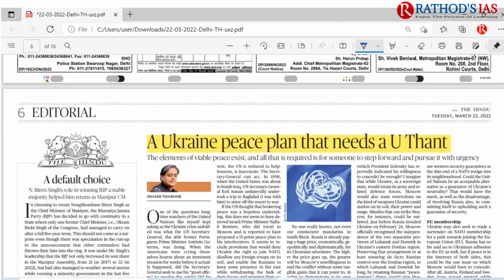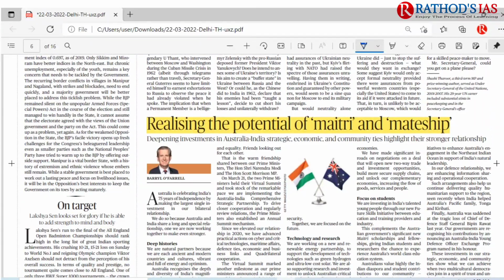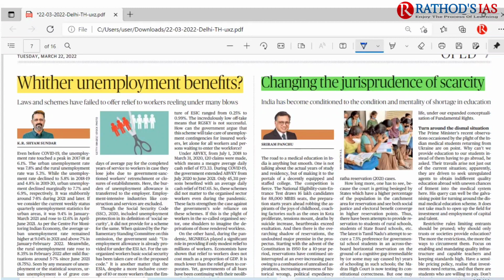And if you move further, you can see this editorial page. You can read this article. It is regarding the Russia-Ukraine crisis. So I didn't discuss this because a number of times we had discussion on this topic. And I discussed this India-Australia relations. And here I have to give you one homework.